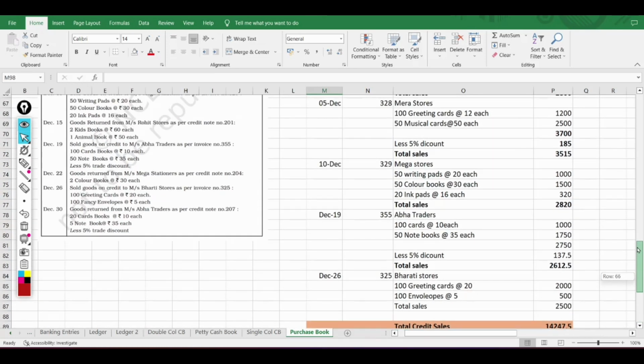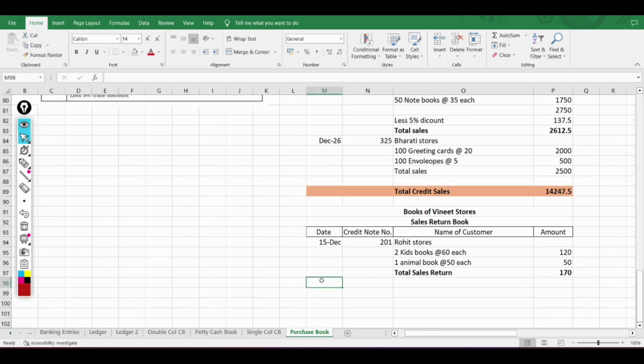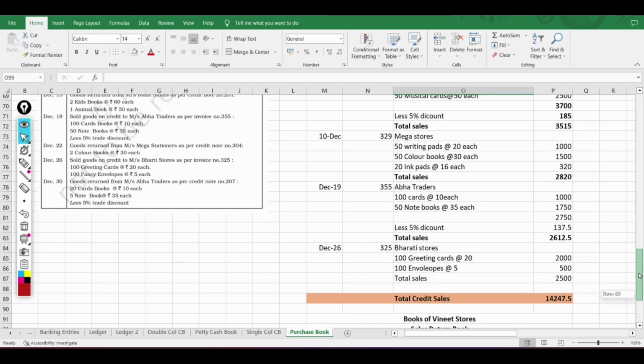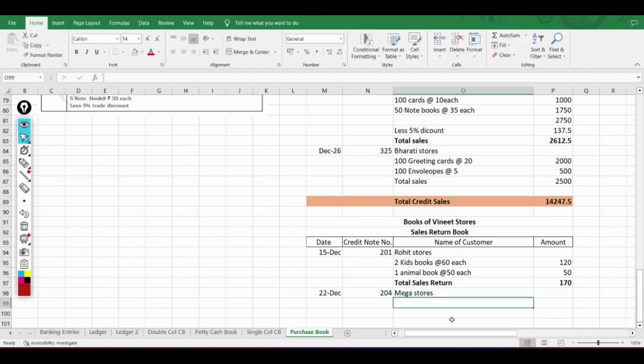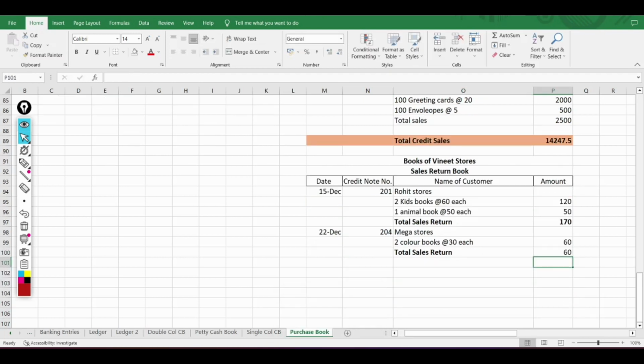Next, on December 22, return from Megha Stationery as per credit note 204. 22 December, 204, Megha stores. What did they return back? 2 color books at 30 each. So it is 2 into 30, 60 rupees. So total sales returns 60 rupees.